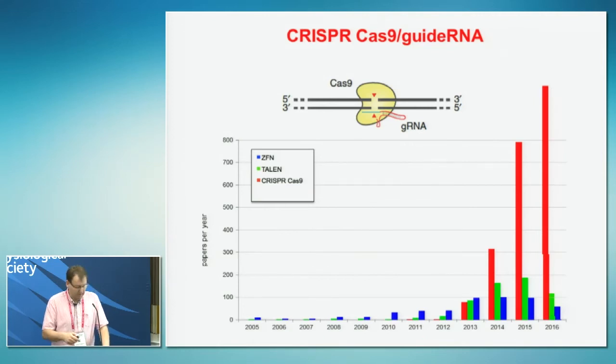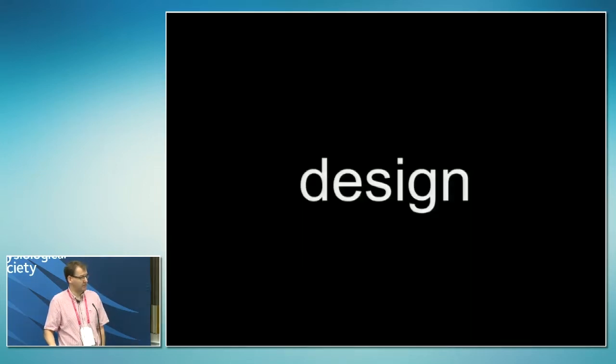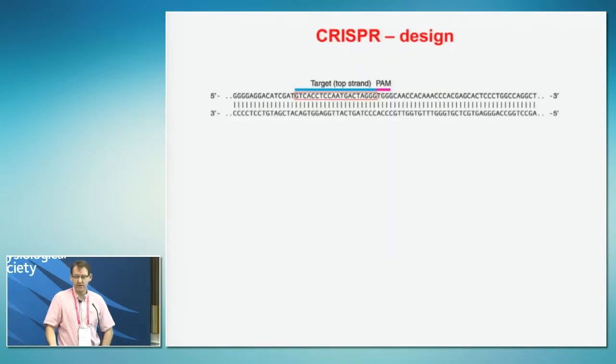But the thing that's really taken off is CRISPR. This is the number of papers here. We're already up to nearly 2,000 papers in just 3 years for CRISPR. So what is it that CRISPR is so good at? Well, I can teach you in less than a minute how to make a CRISPR, and I think this is key to the whole process.